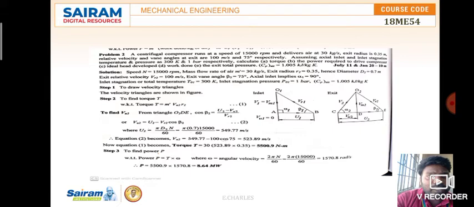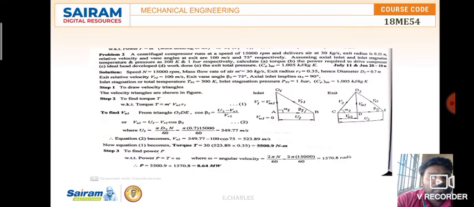In this we'll first find out the torque. Torque T is equal to m dot into Vu2 into R2. To find Vu2 we use the exit triangle O2DE. Cos beta 2 is adjacent side by hypotenuse: the adjacent side is U2 minus Vu2, divided by the hypotenuse VR2. Here Vu2 is unknown, so Vu2 is equal to U2 minus VR2 cos beta 2. U2 is pi d2 n by 60, and if you substitute, you get 549.77 meters per second.